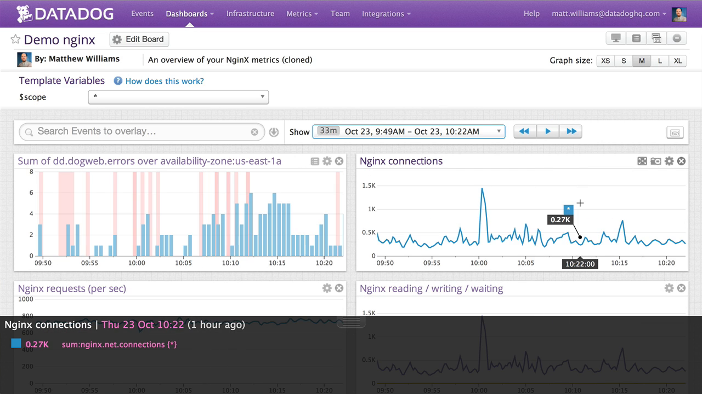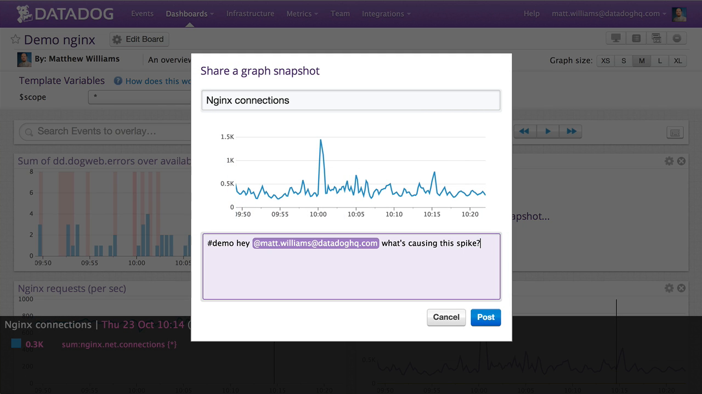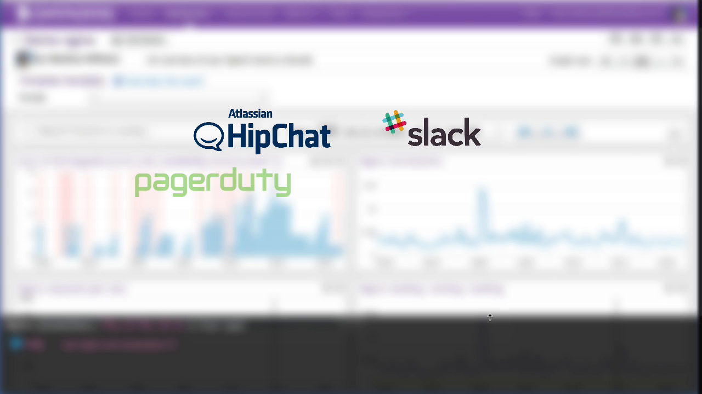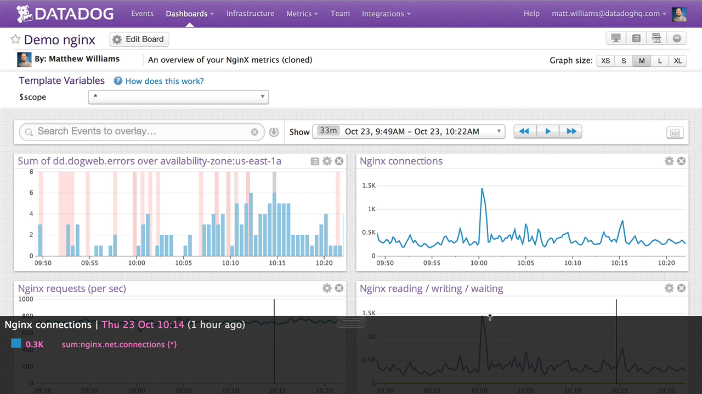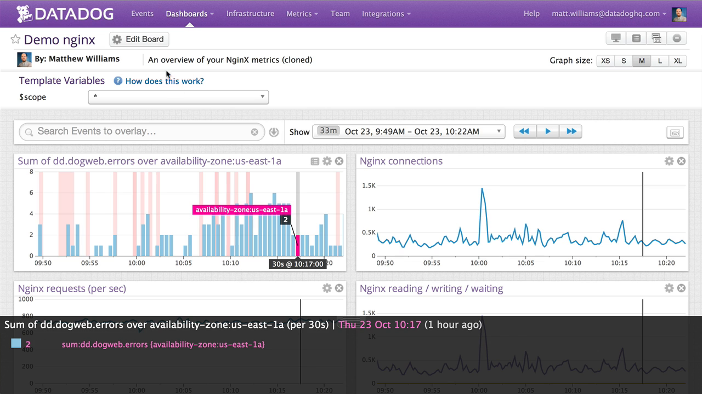When you find something that requires further investigation, make a note of it with a snapshot and share with the rest of your team. We can let them know using tools like HipChat and Slack, or PagerDuty, OpsGenie, and VictorOps. When the recipient gets the message, they're brought back to the same data and time frame you were concerned about.